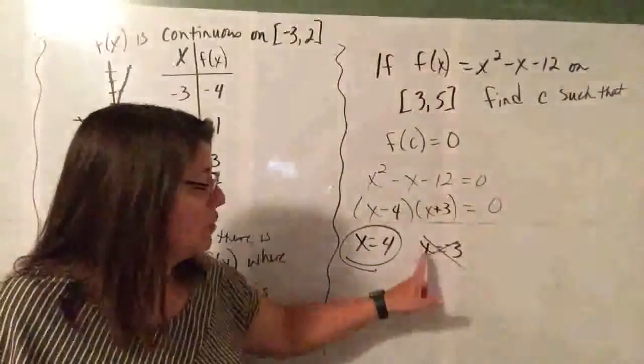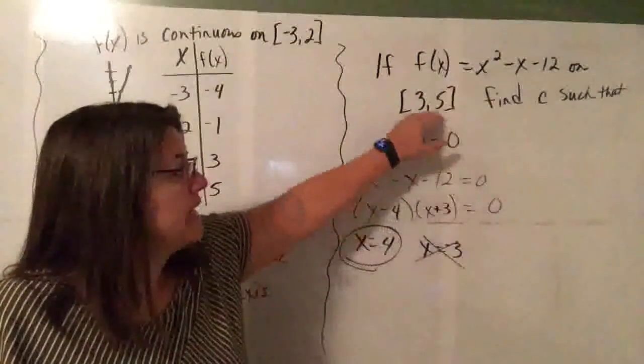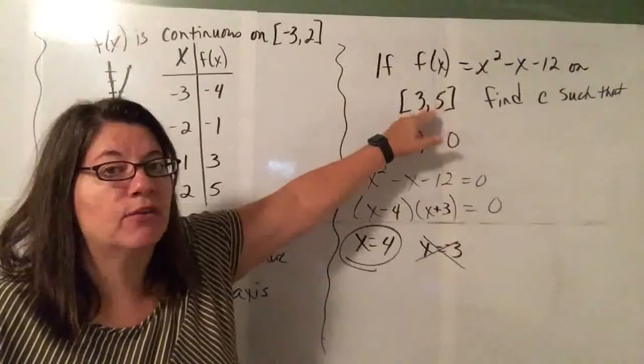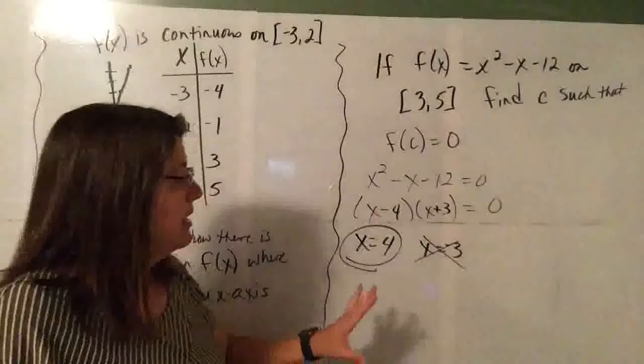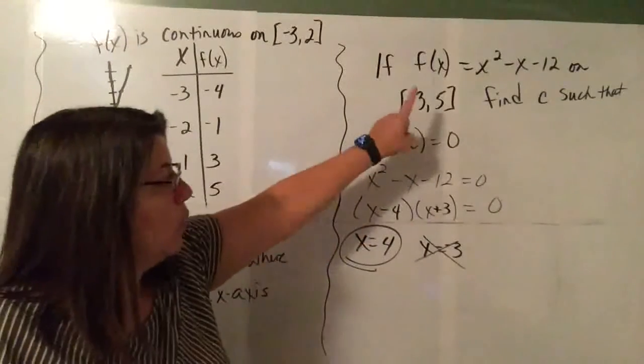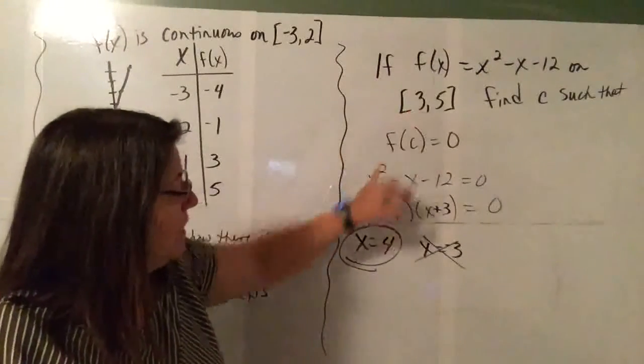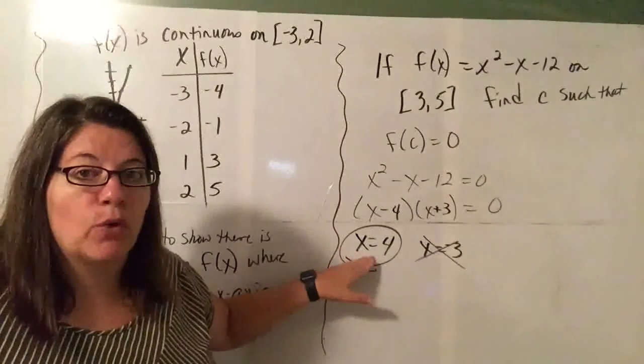There's nothing we can say about this one because it only tells us that it's continuous within this interval. It doesn't say anything about what's happening outside of that interval. So we can't assume anything. All we know is that the one place where it happens within the interval is at x equals 4.